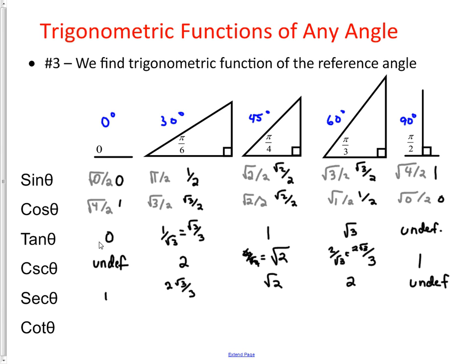How about cotangent? Well, tangent and cotangent are reciprocals of one another, so we're going to reverse those lines too. That is, it will be undefined at 0. It will be square root of 3 at pi over 6. It will be 1 at pi over 4. It'll be square root of 3 over 3 at pi over 3. And it'll be 0 at pi over 2. Well, if we know these values, this is how we're going to use our information to get the rest of what we need to know.